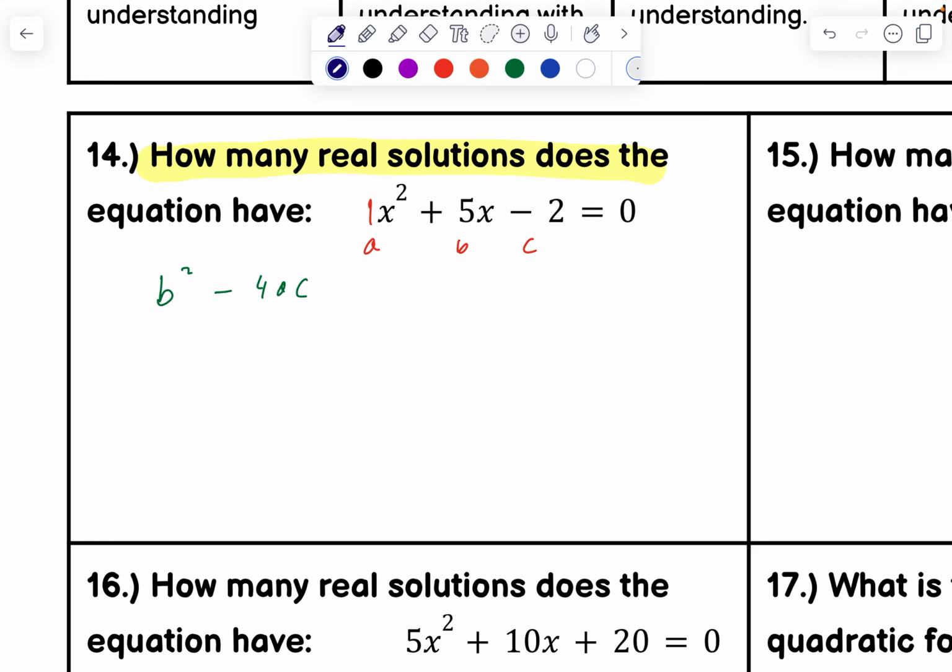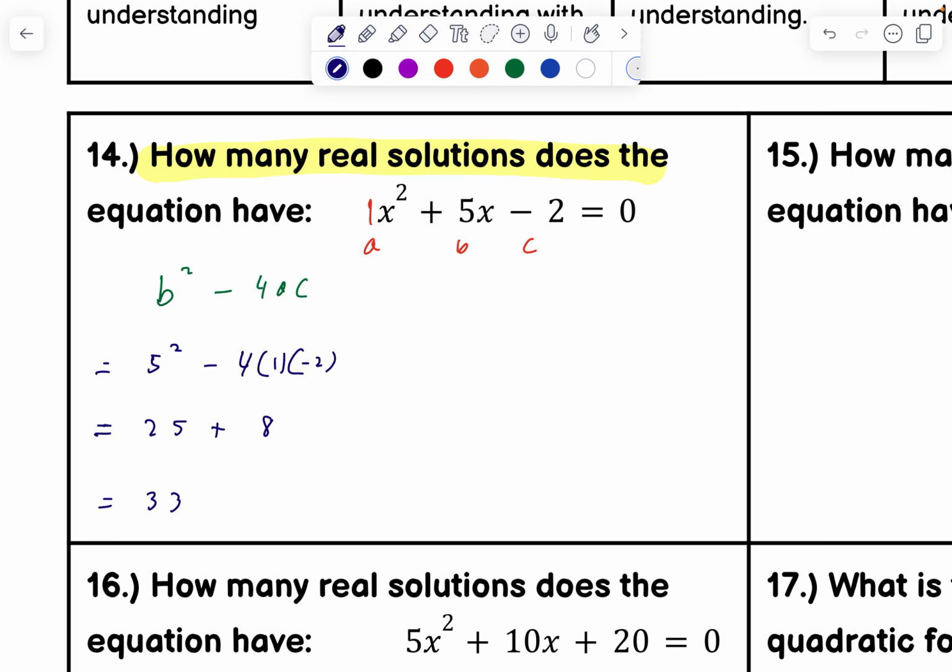This is going to end up being b squared. We see b right there is 5, so we'll have 5 squared minus 4 times a is 1, c is -2. You could throw that into your calculator, but I'm going to multiply this by hand because 5 squared is 25. I see a negative here and here, so that's going to end up being a plus. 4 times 2 is 8. Bringing that together, my discriminant is 25 plus 8, which is going to be 33.